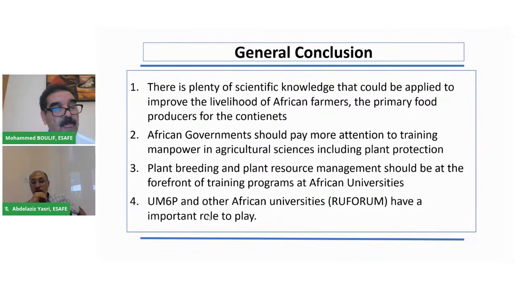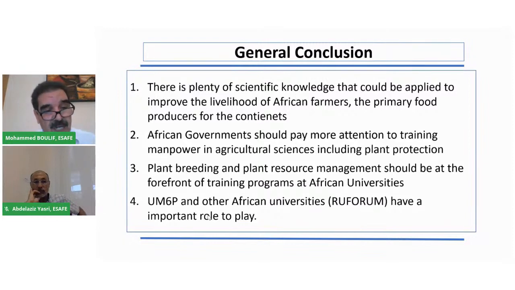The second point is that African governments should pay more attention to training manpower in agricultural sciences, including plant protection for Africa. I'm being chauvinistic, but Africa certainly needs agronomists, plant breeders, food technologists, economists, microeconomists, international economists, etc., etc. So that's the reason why our universities must strive to produce good scientists that stand by the side of the farmer.